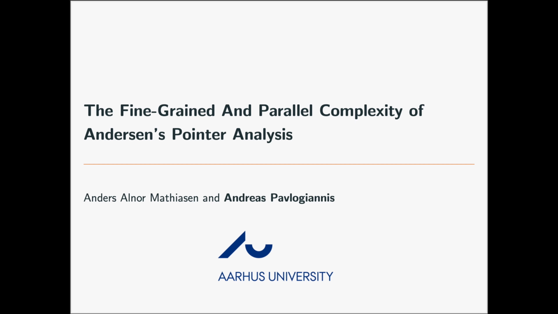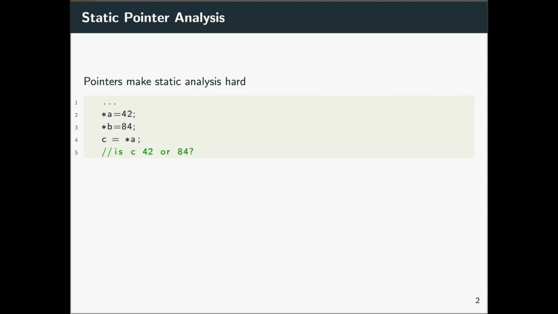It is well accepted that pointers make static analysis hard because extra effort has to go into the aliasing effects that they might have in the analysis. For example, in this program, the value of C depends on whether A and B are aliases, meaning whether they point to the same memory location.